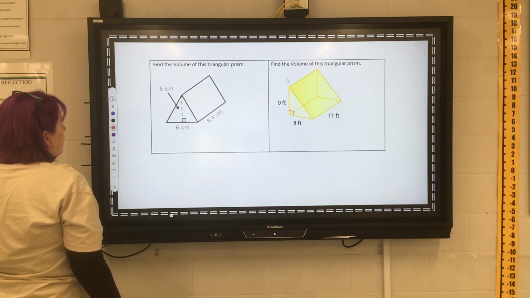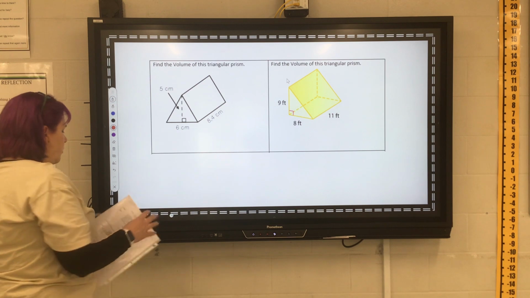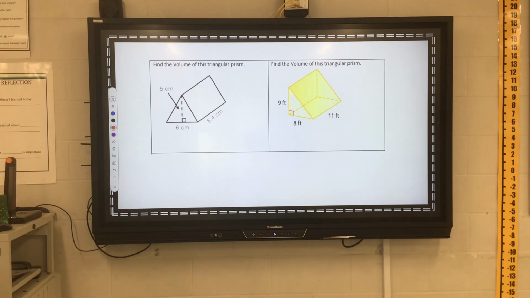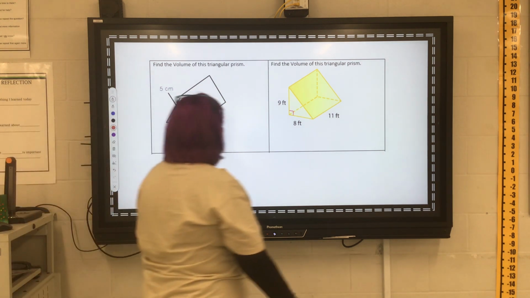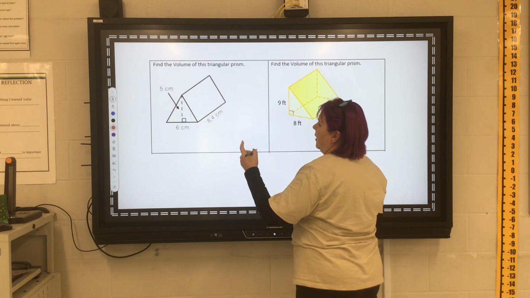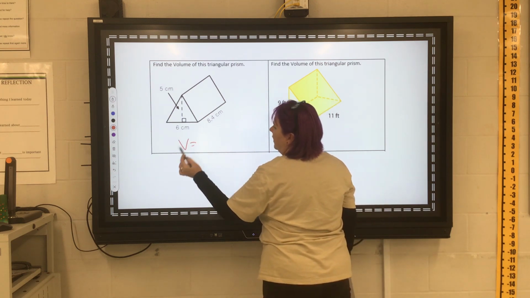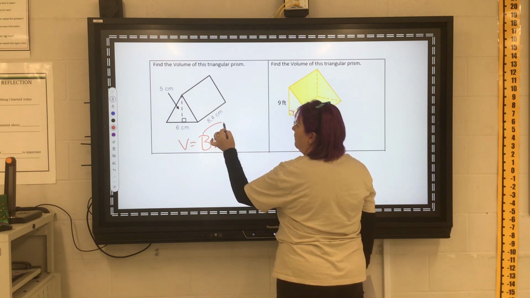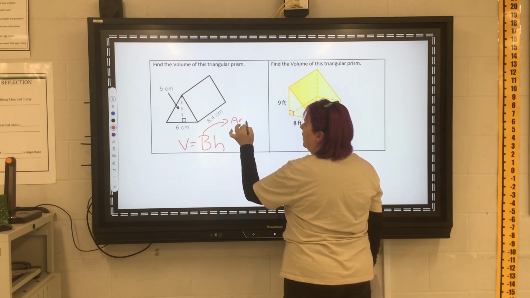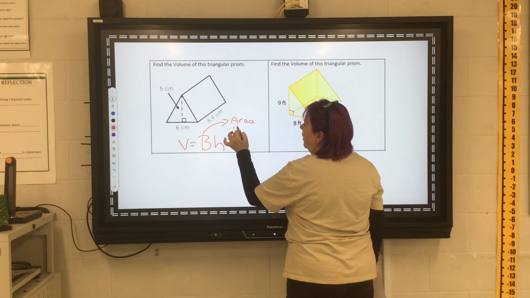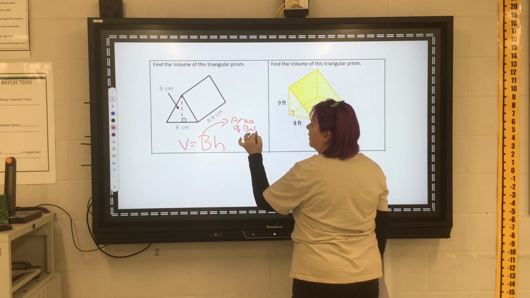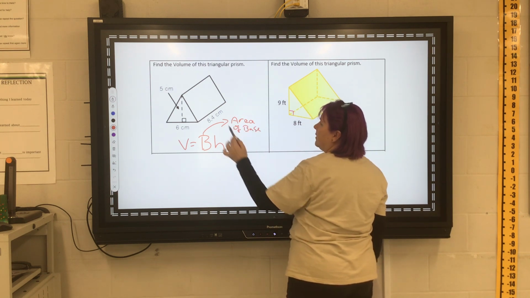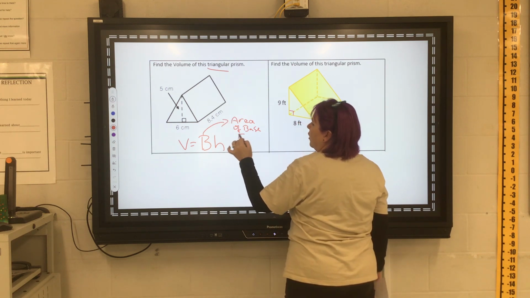The next set we're going to do is volume of a triangular prism. Okay, we're doing volume once again. And so our volume is V equals B times H, where my B is the area of the base. And in this case, it's going to be a triangle.